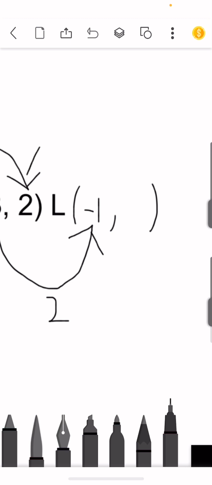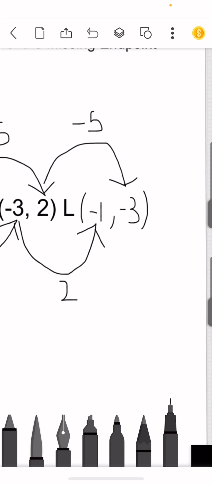You have to repeat the same process. So 2 minus 5 gives you negative 3. Now you have your endpoint.